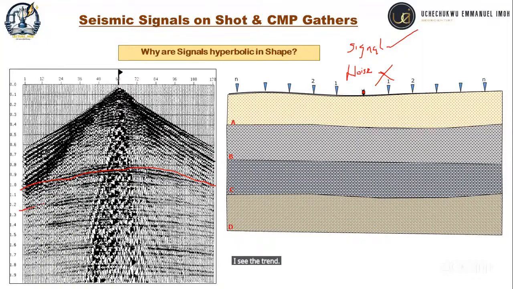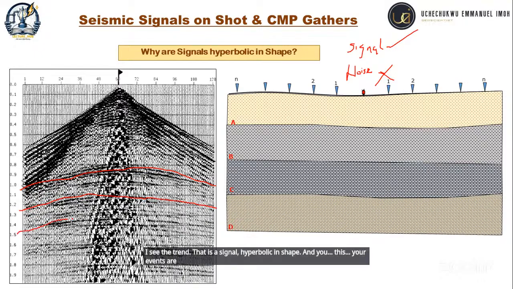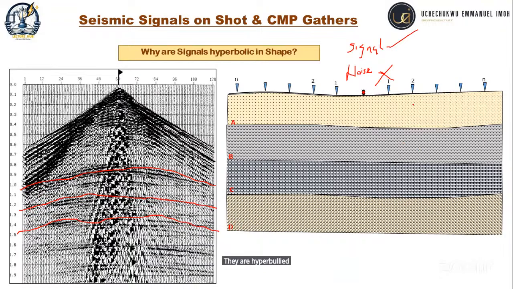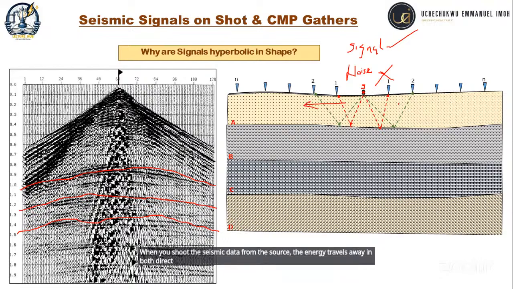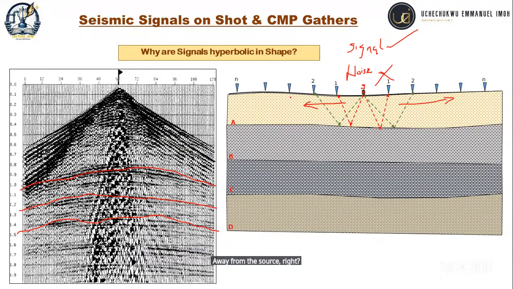That is a signal, hyperbolic in shape. And your events are hyperbolic. When I mean events, I mean signals. They are hyperbolic because during your acquisition, when you shoot the seismic data from the source, the energy travels away in all directions away from the source, right? So it's traveling to the left and to the right, and then it's reflecting on boundary A and getting to the geophones or the receivers on the left and to the right.